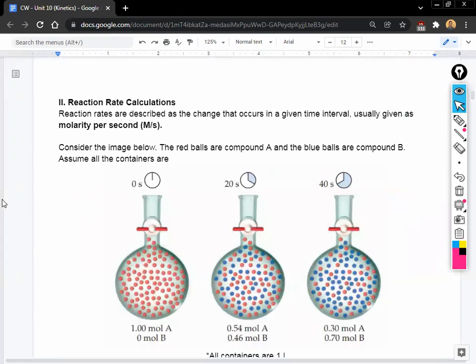part. So key thing to remember is that reaction rates are determined or described as change in a time interval. So the unit of measurement for reaction rates is going to be molarity per second. Okay, molarity divided by second. Okay, and if you forgot what molarity is, moles per liter. So basically, how much does the concentration, the molarity, change every second? That is the unit of measurement for reaction rates.